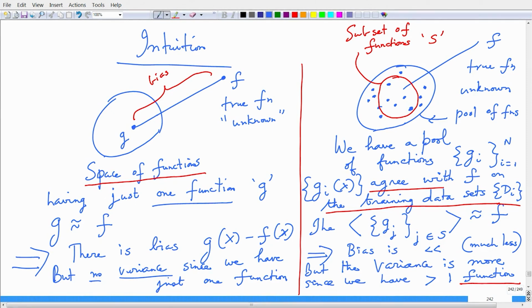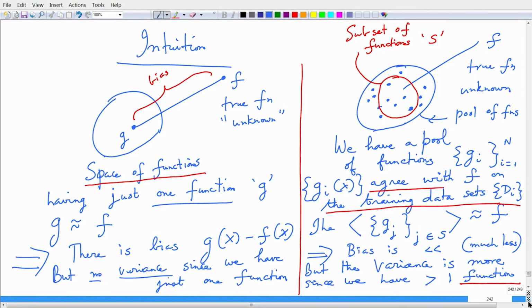So here, since all of them are in this vicinity close to f, the bias could be much smaller, but the variance could be high because we have more than one function. Here we just had one function, therefore there was no variance, and here we have more than one function, so we are bound to have a variance that depends on x.